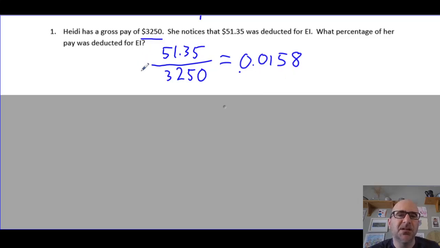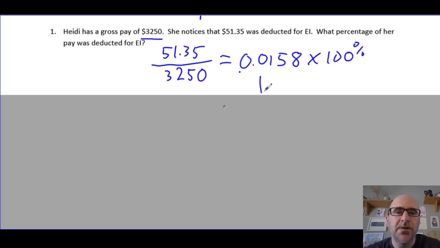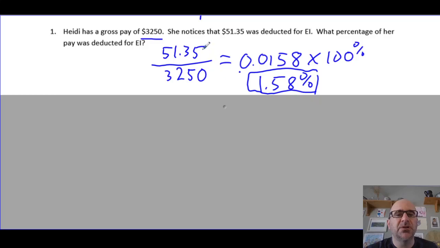So I'm taking this value here and changing it to a unit rate. For every $1 she made, $0.0158 was taken off. Now we don't want to know how much was taken off for every dollar. We want that as a percent. So we want to know for every $100 how much does she lose. So we just take that number and multiply it by 100 or 100%, and it changes it to 1.58%, which is the final answer. So divide the numbers to get into a unit rate, that's like a per one, and then multiply by 100 to get it out of 100, 1.58%.